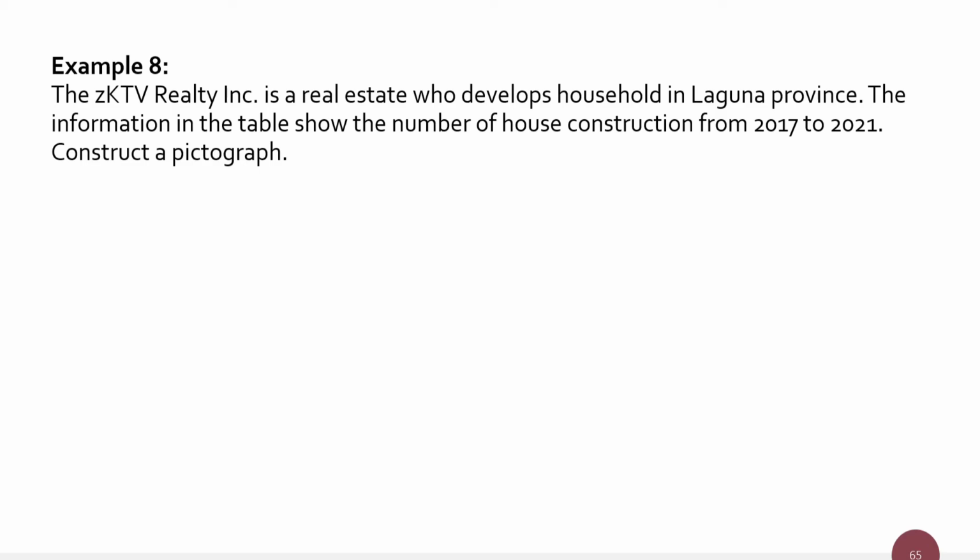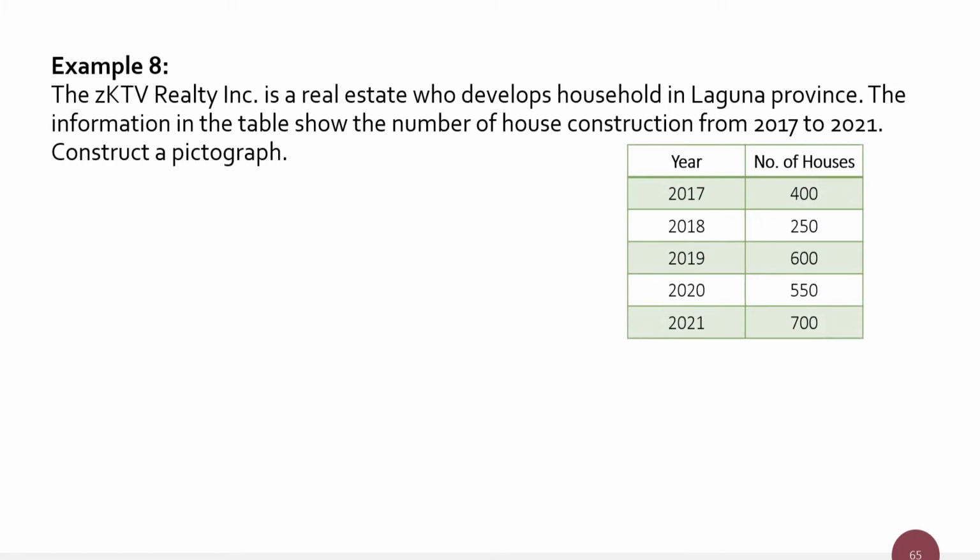Okay? So, next, for example number 8, the z-knowledgeTV Realty Incorporated is a real estate company which develops households in Laguna Province. The information in the table shows the number of houses constructed from 2017 to 2021. So, construct a pictograph. So, ito yung ating data. For the year 2017, meron daw tayong 400 houses. 2018, meron 250. 2019, meron 600. 2020, meron 550. 2021, meron 700. So, i-plot daw natin to using pictograph.